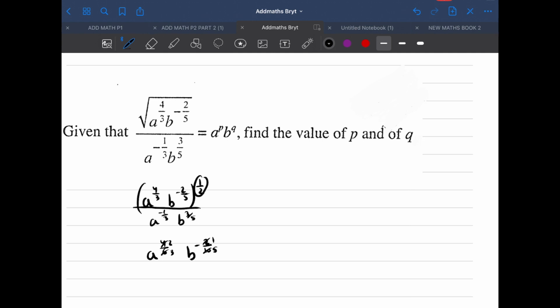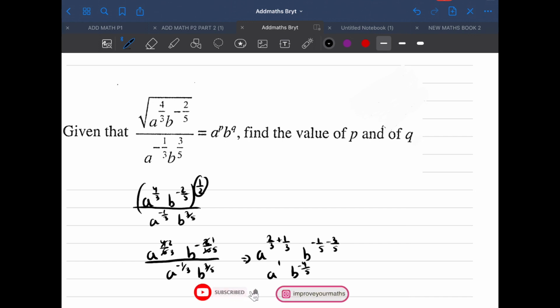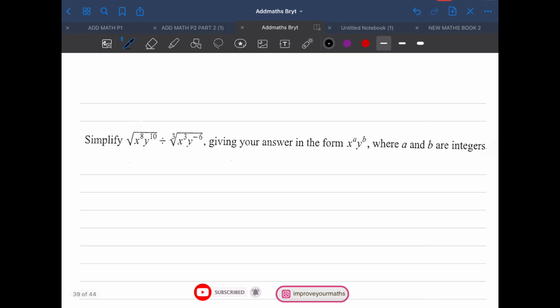You're multiplying 1 upon 2 by powers. Divide by a power minus 1 upon 3 and b power 3.5. Can I shift the denominator power in the numerator? The sign will become positive, and here the sign will become negative. So it's going to become a power 3 upon 3, that's 1, and b power minus 4 upon 5. Got till this point? Let's do one last question, and then in the next lesson, I'll be solving difficult level questions.